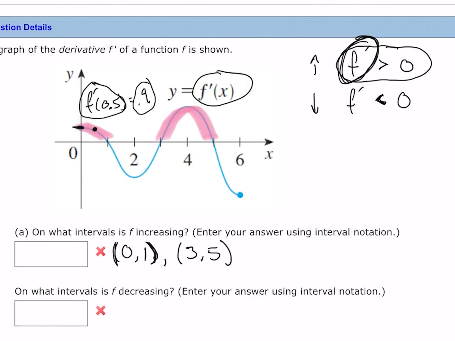On what intervals is f decreasing? It is decreasing on intervals where f prime is less than 0. In other words, where the graph of f prime is below the x-axis. That would be from 1 to 3 and from 5 to 6.